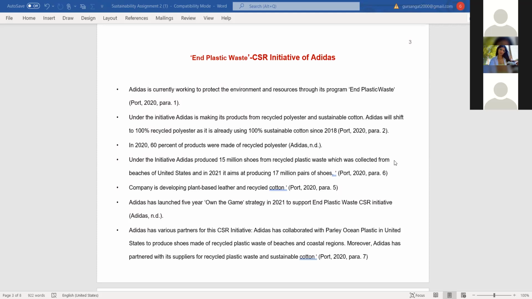In 2020, 60% of the product was made by recycled polyester. Under the initiative, Adidas also produced 15 million shoes from recycled plastic waste, which was collected from the beaches of the United States. The company is also developing plant-based leather. To support this and plastic waste, Adidas has launched a 5-year strategy in 2020-21.